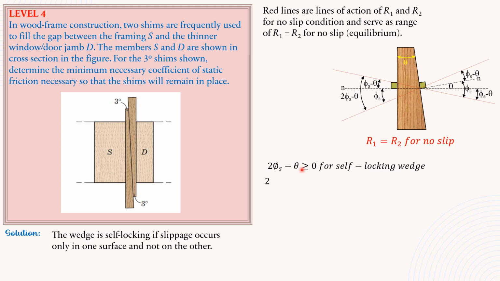So θ is 3 degrees in the figure given in the problem. So 2φs minus 3 degrees greater than or equal to 0. So φs should be greater or equal to 1.5 degrees. Therefore, since μs is tangent of φs, μs should be greater or equal to tangent of 1.5 degrees. So from here, we can now solve the minimum coefficient of static friction μs. So it should be greater or equal to 0.02619.